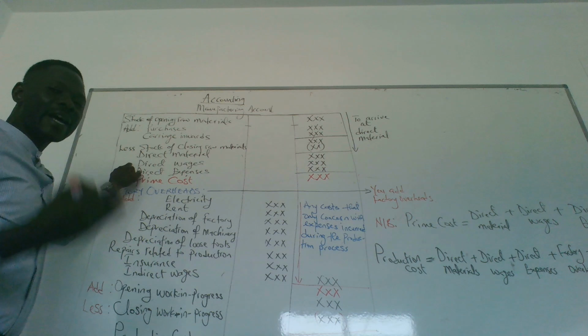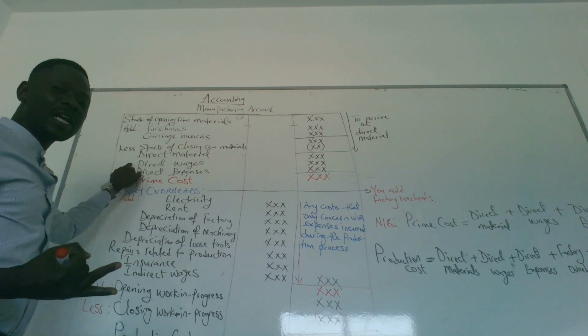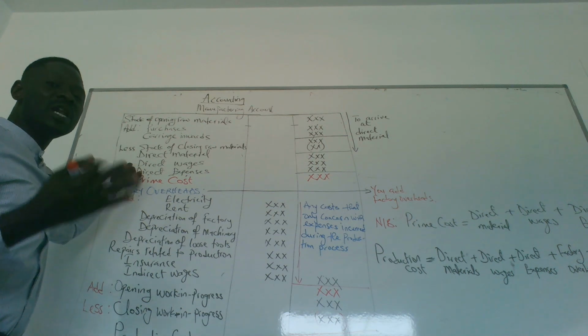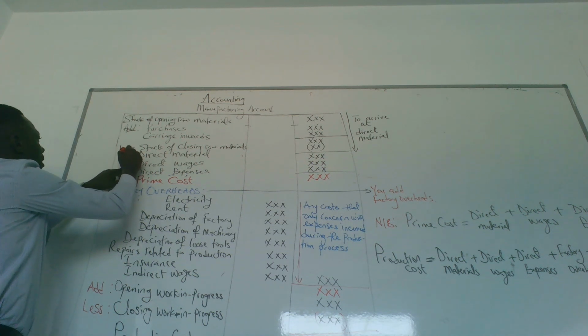How do we get direct materials? For direct materials, we have opening stock of raw materials, we have carriage of raw materials, we have purchases of raw materials, then we less closing stock of raw materials to give us direct material.